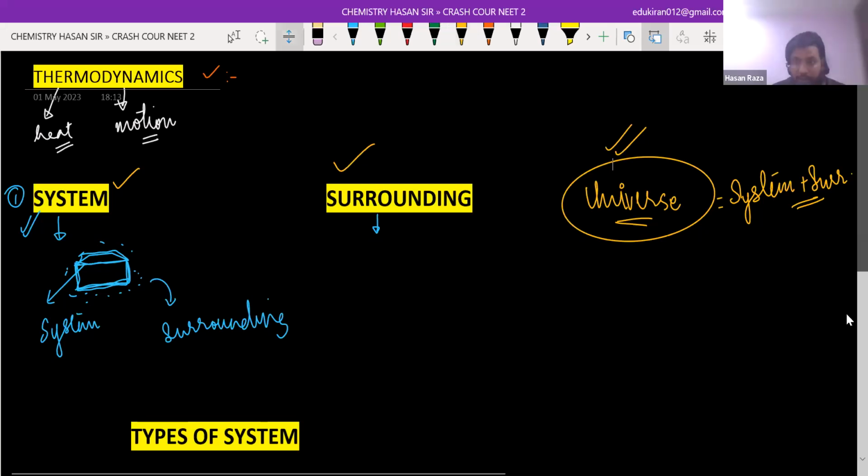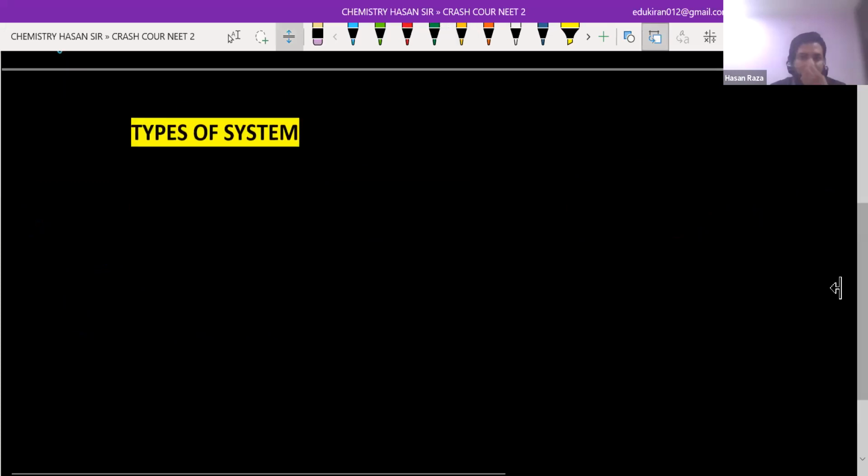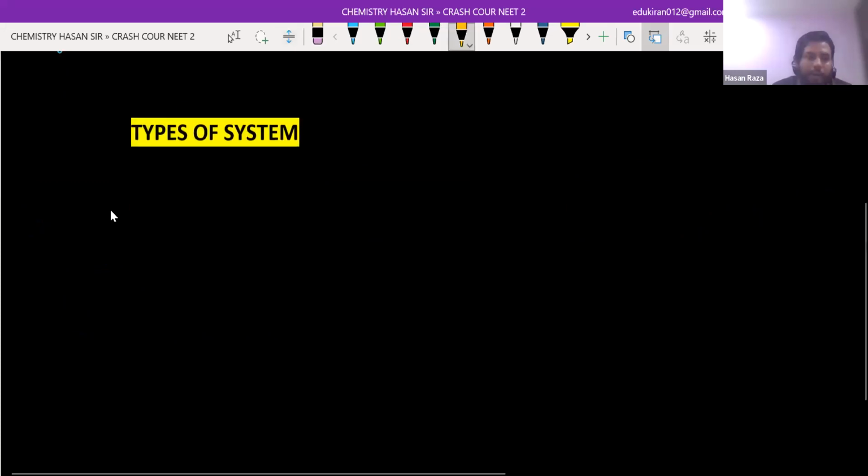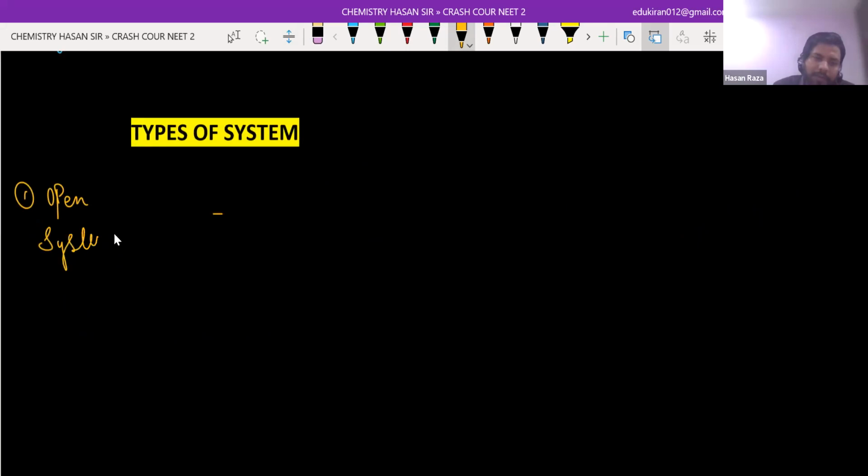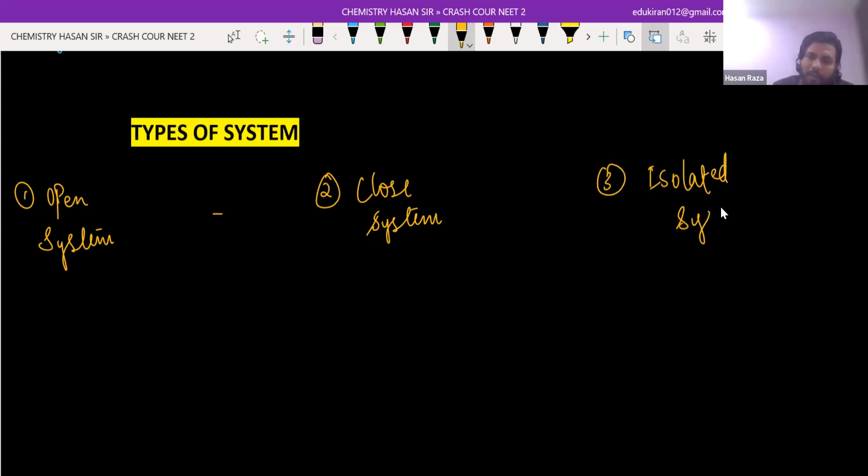Okay, so it's very easy. Moving to the next, types of system. There are three types of system, which is very important. The first system we are going to discuss is the open system. Then comes your closed system. Then comes your isolated system. Now, what is the difference between these systems: open system, closed system, and isolated system.